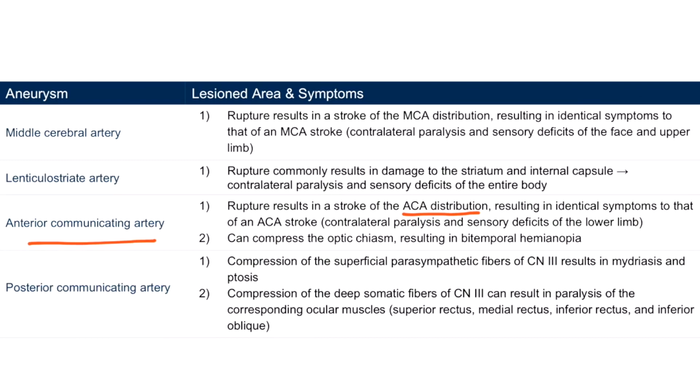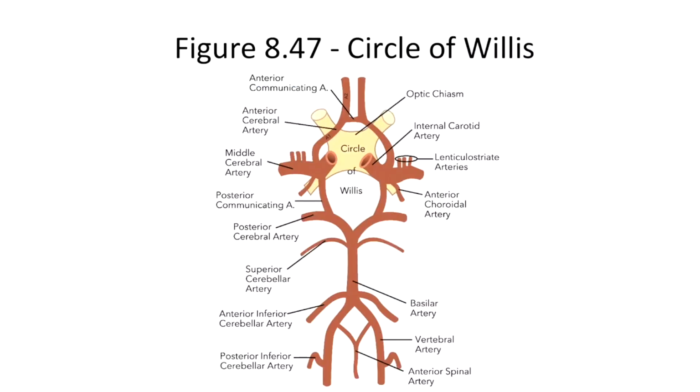You also need to know that a saccular aneurysm originating from the ACOM can compress the optic chiasm, resulting in bitemporal hemianopia. Let's pull up an image so you can see what I'm talking about. From figure 8.47, we can clearly see that an aneurysm originating from this region here could compress the optic chiasm, resulting in bitemporal hemianopia. If you're unfamiliar with bitemporal hemianopia, I recommend watching the section on ophthalmology.